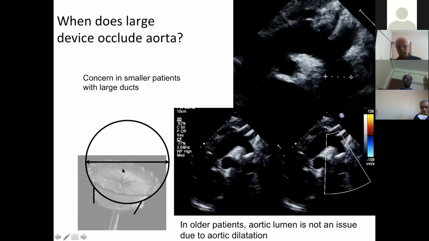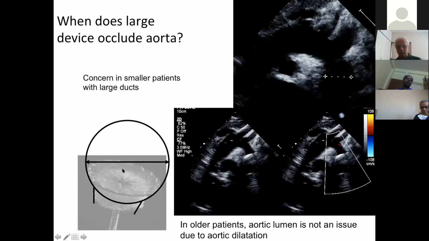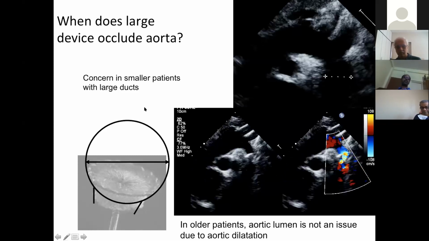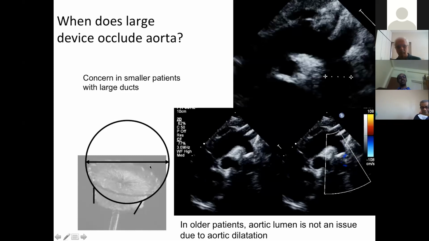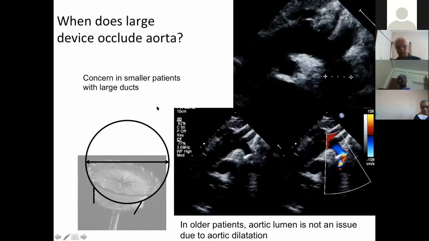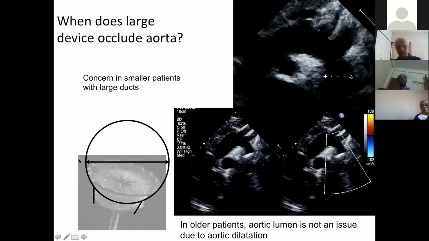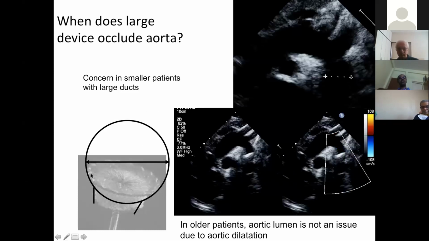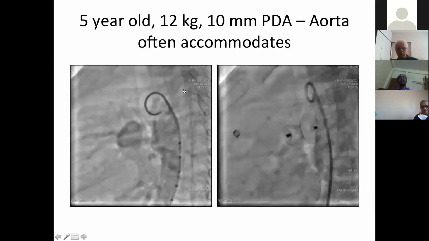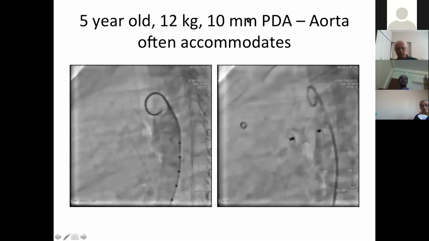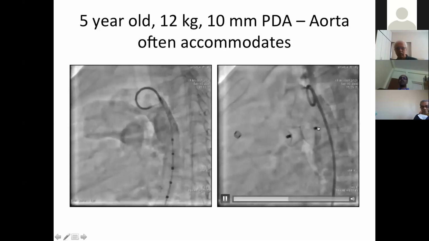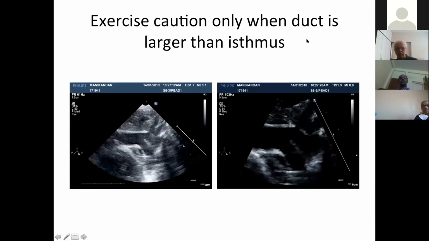This is actually the same logic that Dr. Zahid Amin will also mention about left ventricular outflow tract dimensions in patients where you are closing a perimembranous ventricular septal defect, about what should be the size of the LV disc, how large is an LV disc more than what is acceptable for the left ventricular outflow tract. So take a measurement and the aortic retention skirt should not be more than 50% of the circumference of this aorta. A 5-year-old child, 12 kilogram with a 10 millimeter PDA, aorta often accommodates. We need to understand that aorta enlarges and accommodates.